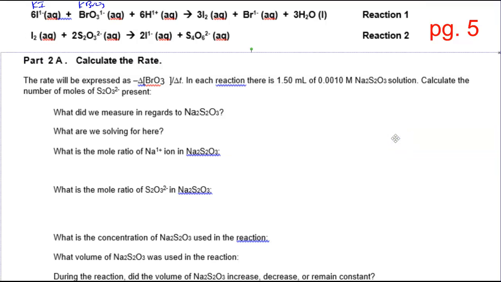Okay, so we are now starting on page 5 of your white packet, where you are recording data. Looking at page 5, we are going to begin to explore how to calculate and get to the point where we get the rate. And that's what this is all about.